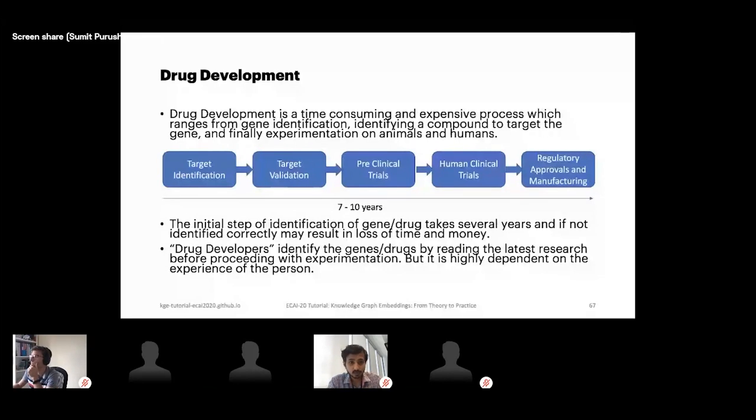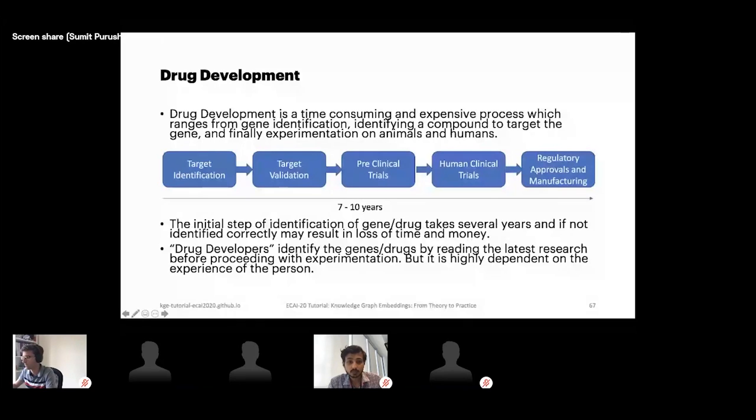If you look at these steps here, the first step would be the identification of the gene itself. And then once you have identified the gene, you do some kind of validations, whether it's a feasible gene, whether you can target the gene with some particular compound, and so on. And then you'd go to preclinical trials where you would test on animals. And then you would go for clinical trials on human beings and so on. And finally, once everything is safe and the efficacy of the drug is good, then you'd go for regulatory approvals, and then you'd finally manufacture the drug. If you look at this entire process, it takes about 7 to 10 years.